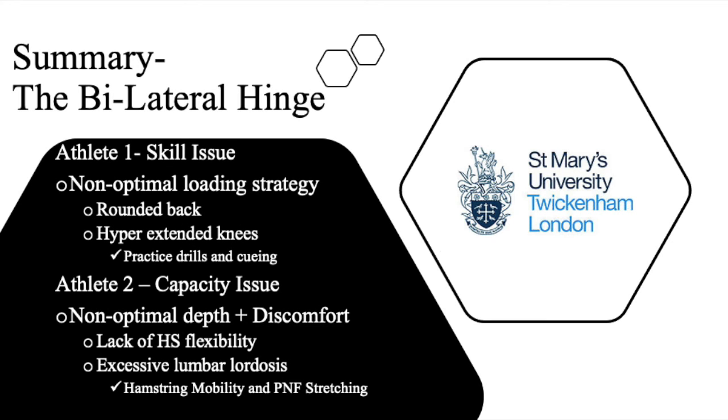Bilateral hinge, Alex presented a non-optimal loading strategy by rounding at the back. We would fix this through practice drills and cueing. Athlete 2, Lloyd, showed a capacity issue, couldn't reach depth. We showed this through a lack of hamstring flexibility. We would fix this through hamstring mobility drills and PNF stretching.